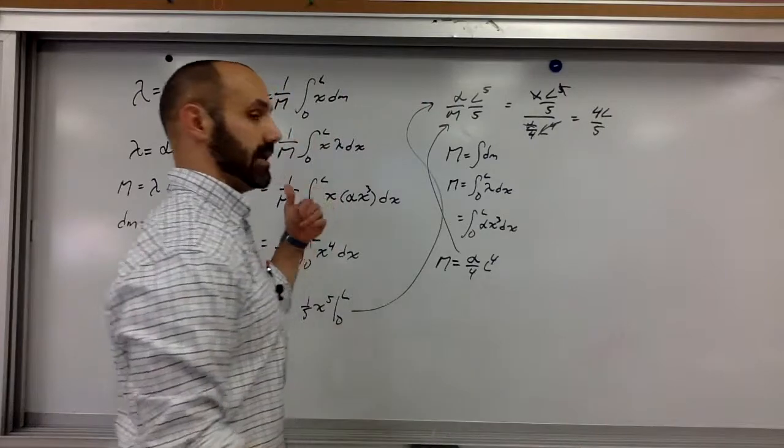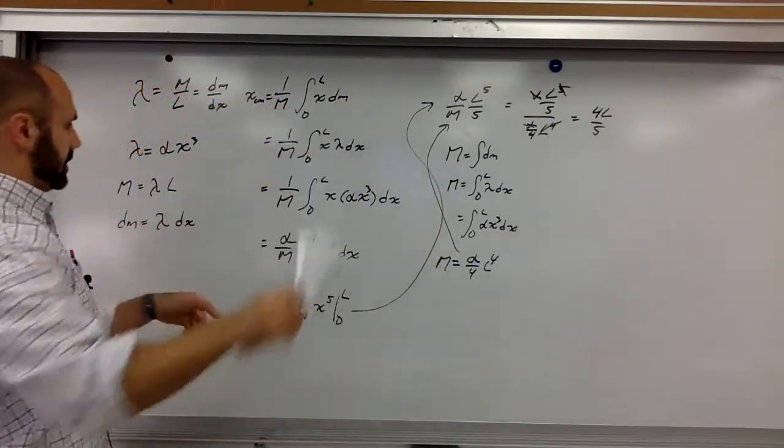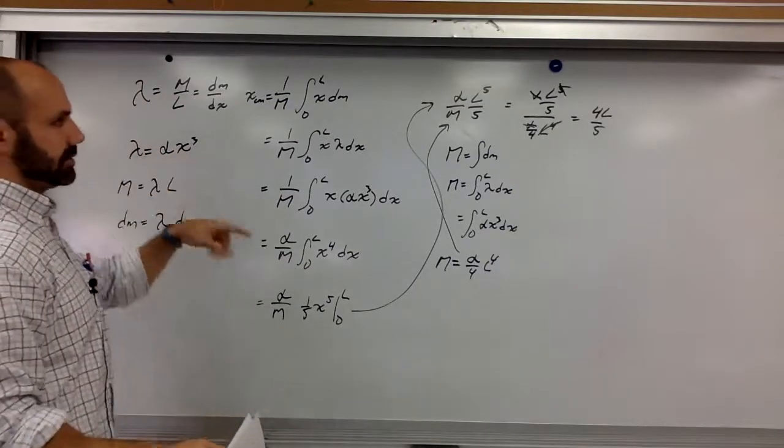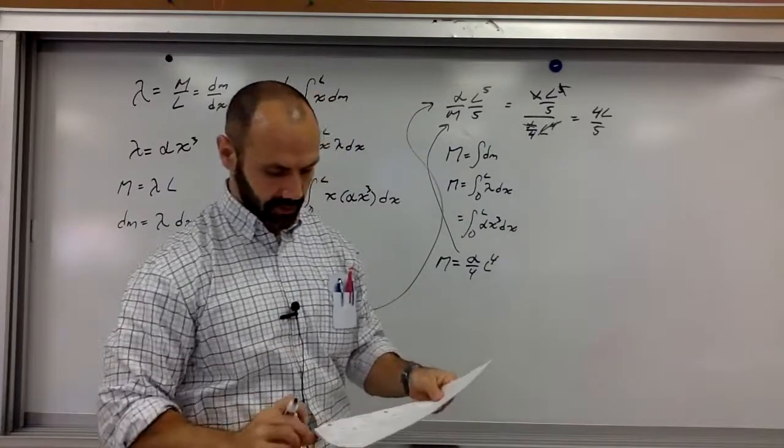So first it was 1/2 L. Then it was 2L over 3. Now, I skipped an exponent. I skipped x squared, so this is x cubed. Notice now it's 4L over 5. So there's a little bit of a pattern here that you can see.